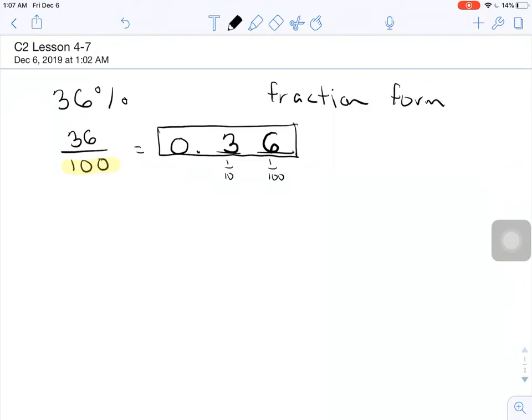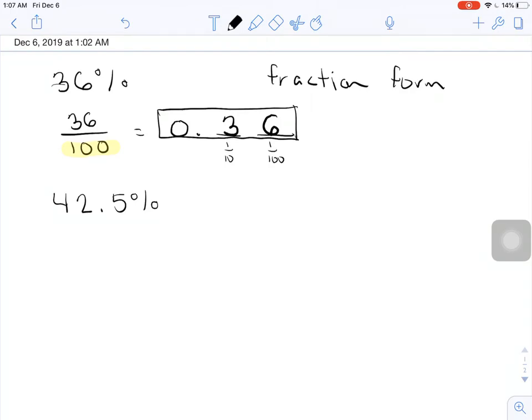Sometimes we have to do a little bit of adjusting with that system. If you have something like this that's 36%, most people would look at that and think, oh, 36 out of 100, 36 hundredths, 0.36, and be able to convert it pretty quickly. Some percentages are a little bit trickier though. So this one, 42.5%. When we turn something into a fraction, we can't have a decimal inside a fraction. That violates the definition of what a fraction is supposed to be.